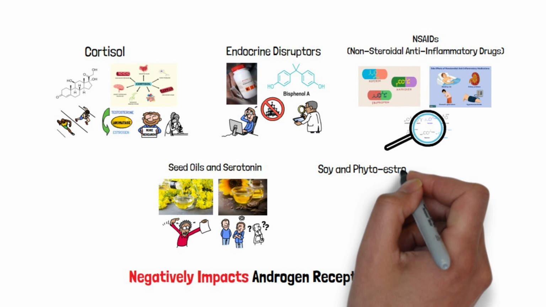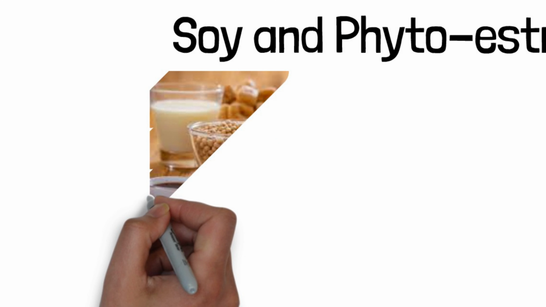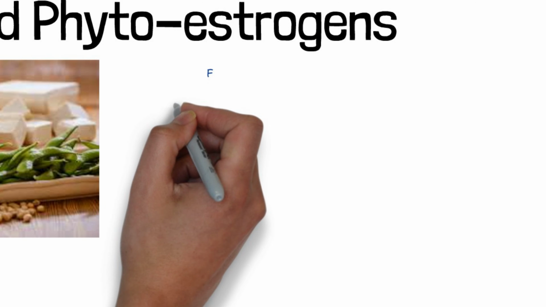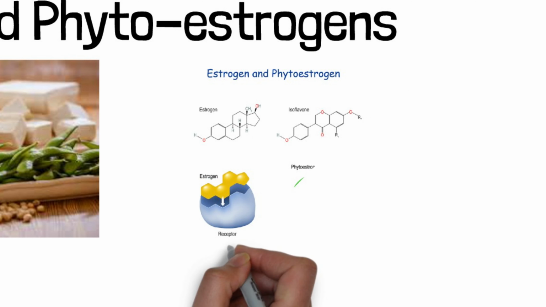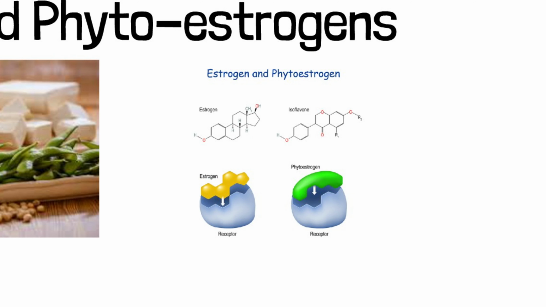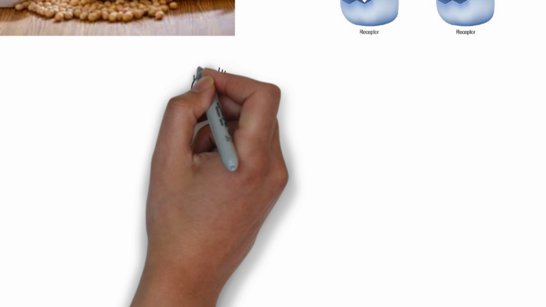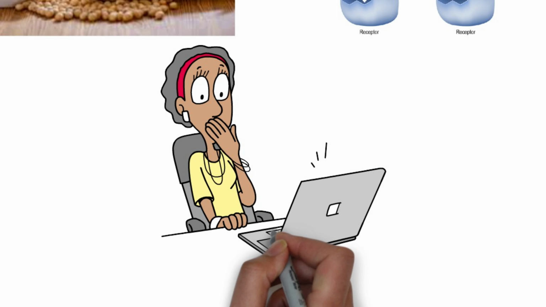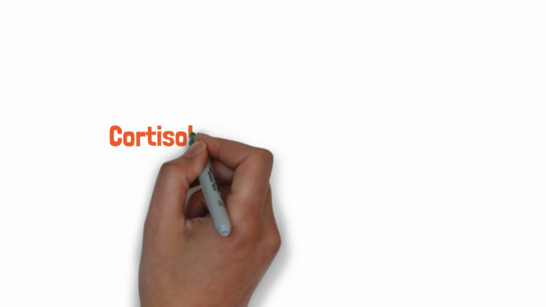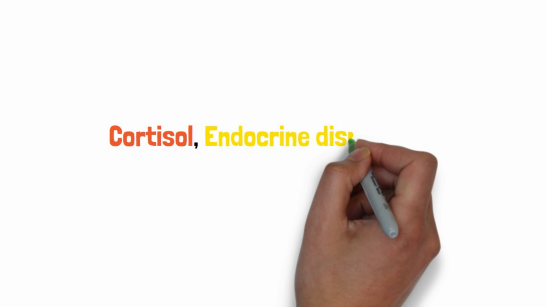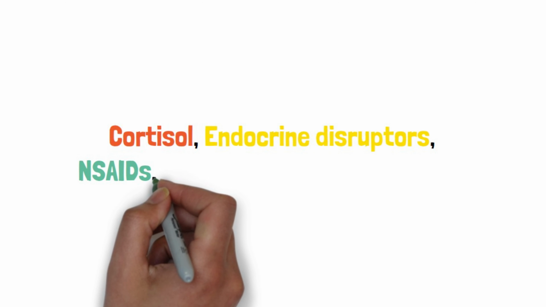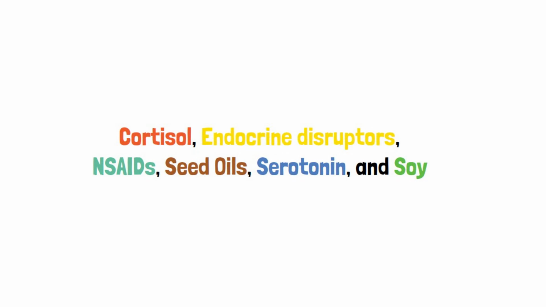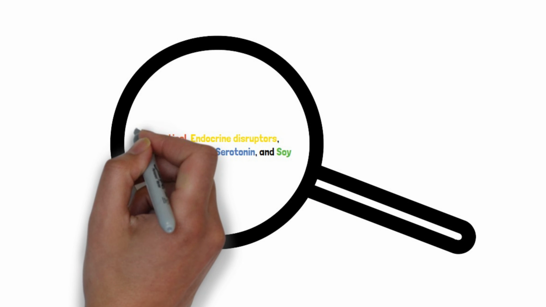5. Soy and phytoestrogens. Soy contains phytoestrogens, a plant compound that can mimic estrogen. This has led to concerns about their impact on androgen receptor sensitivity and hormonal balance. The effects of soy and phytoestrogens on androgen receptor activity are mixed and often overstated. While some studies suggest potential impacts, conclusive evidence on their role in receptor sensitivity and overall hormonal effects is still emerging. In summary, while several factors can negatively impact androgen receptor sensitivity, including cortisol, endocrine disruptors, NSAIDs, seed oils, serotonin, and soy, the evidence varies in strength and clarity. Ongoing research is needed to understand these effects and their implications for hormonal health.